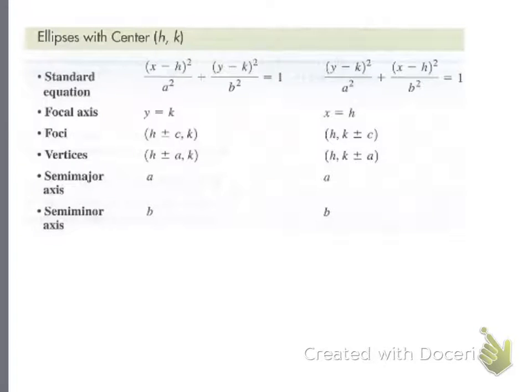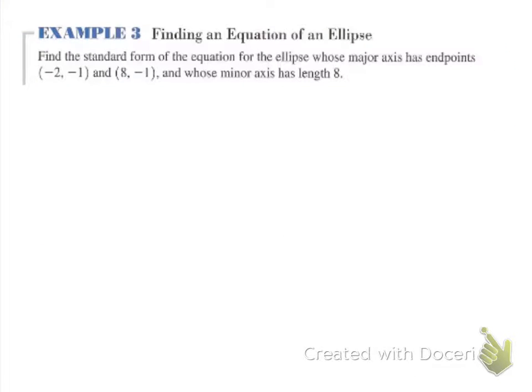All right, what happens when the ellipse doesn't have a center of 0, 0? So you can kind of see here, again, notice the difference. If x squared comes first, that means that we're going to have an elongated ellipse, and if y squared comes first, we're going to have a tall one. So they want us to find the standard form of the ellipse whose major axis, okay? That will determine, major determines tall or long, has endpoints -2, -1, and 8, -1, and whose minor axis has length 8.